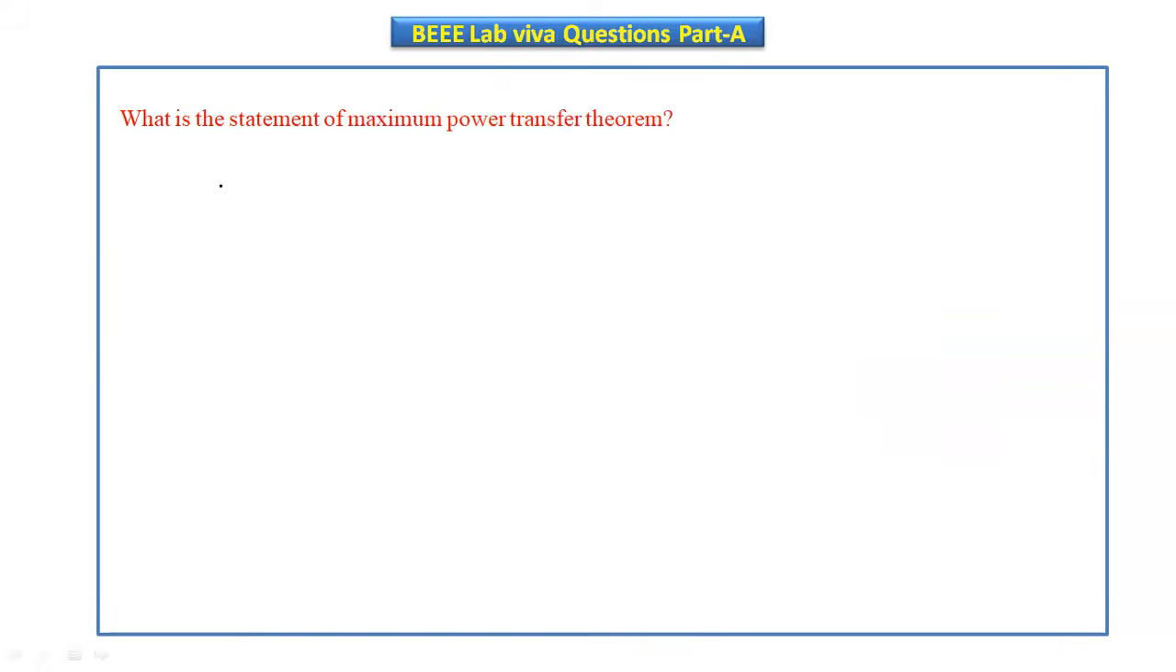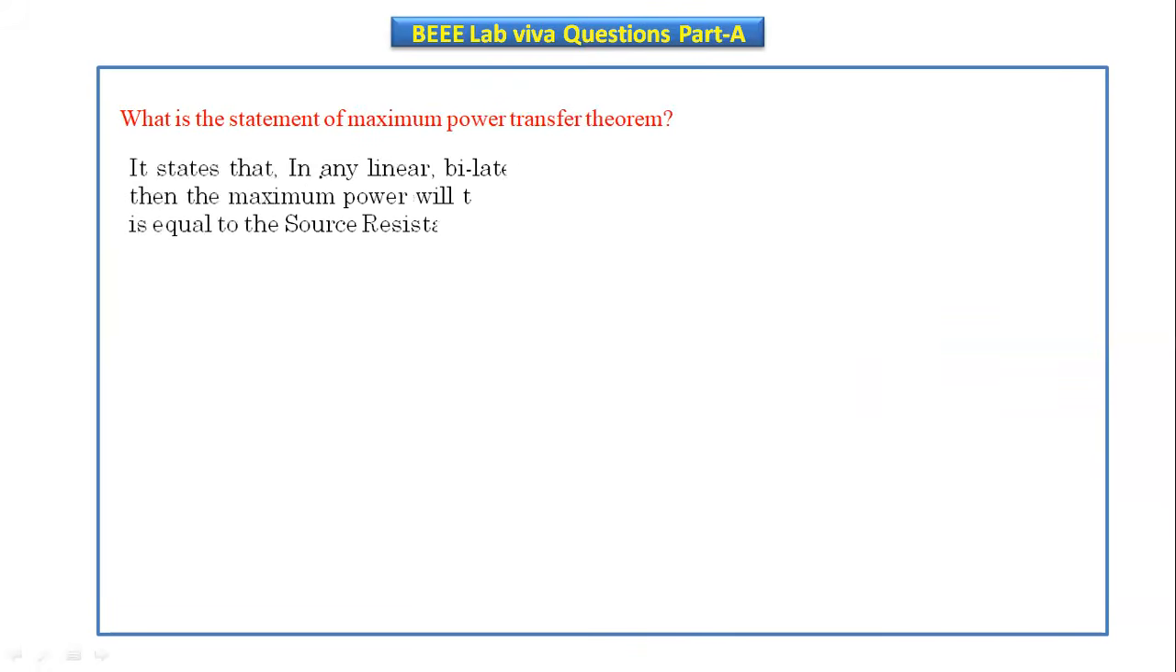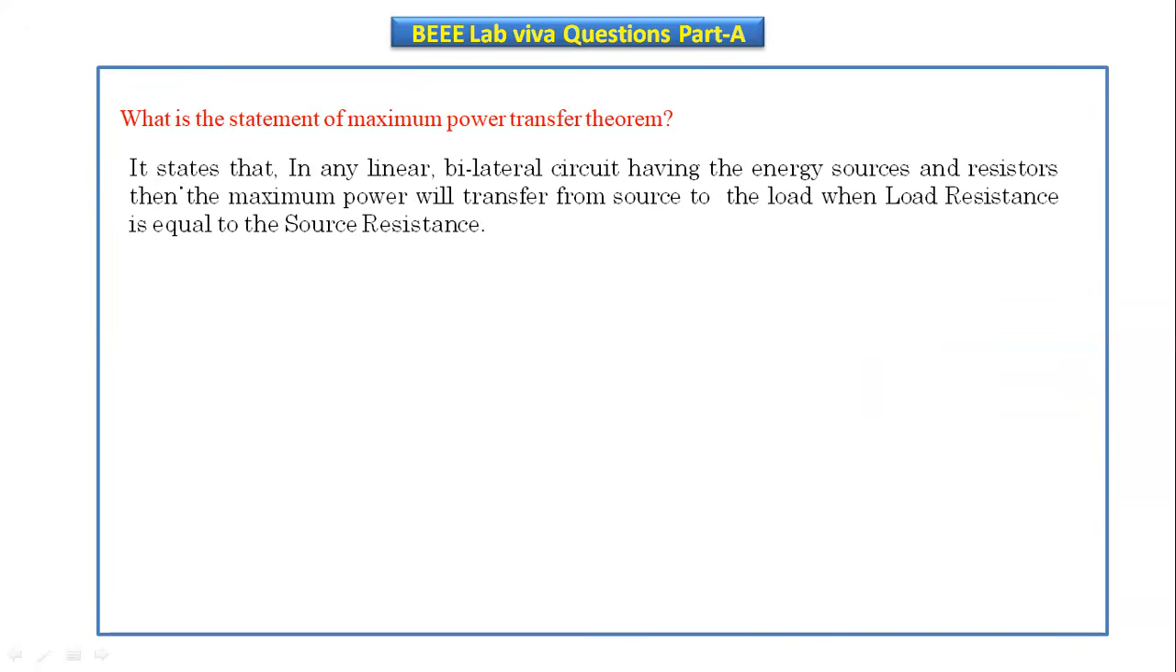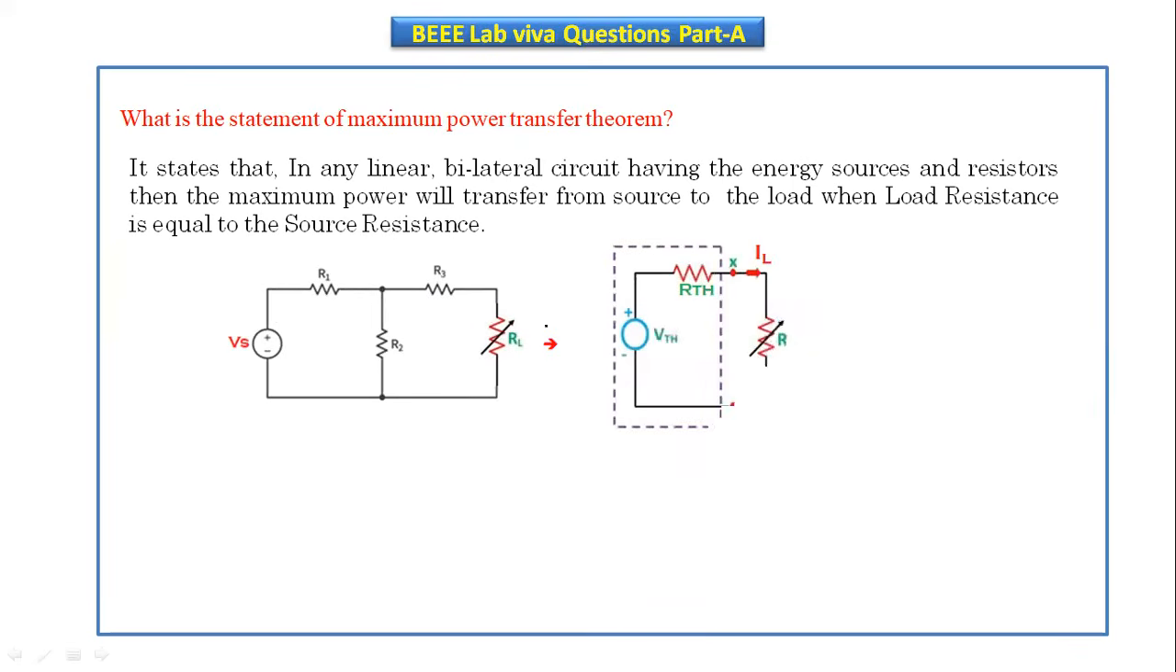Next one. What is the statement of the maximum power transfer theorem? It states that in any linear bilateral circuit having energy sources and resistors, the maximum power will transfer from source to the load when the load resistance is equal to the source resistance. Here, this is the given circuit. For this circuit, the maximum power transfers from source to the load.